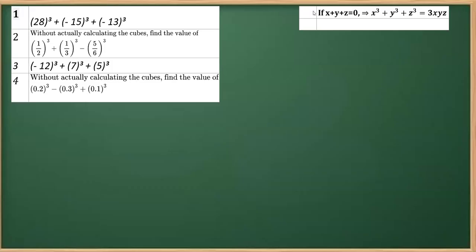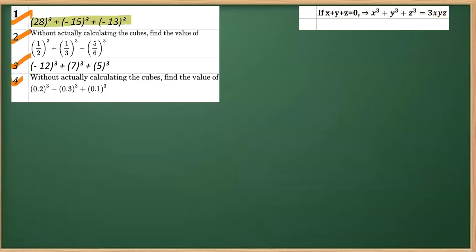In this video, I'm going to solve some questions based on this identity, which says if x plus y plus z equals 0, then x cube plus y cube plus z cube is 3xyz. This is derived from the eighth identity. Now, let's say I have taken 4 questions here that are based on this identity.